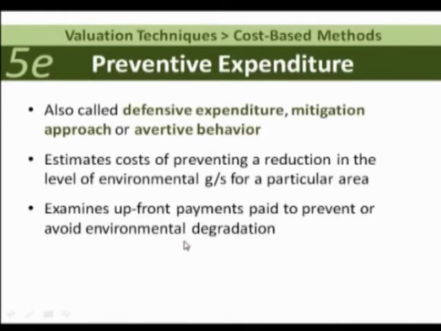Fifth, we have preventive expenditure, which is also called defensive expenditure, mitigation approach, or avertive behavior. Here, we estimate costs of preventing a reduction in the level of environmental good or service. The preventive expenditure approach examines upfront payments paid to prevent or avoid environmental degradation.